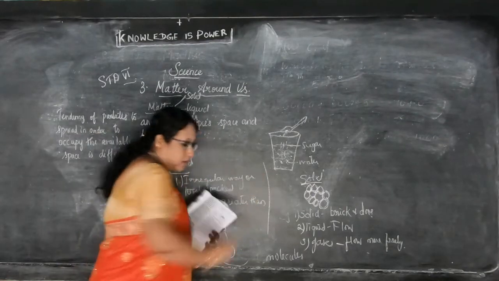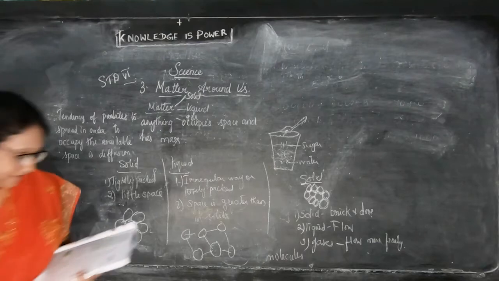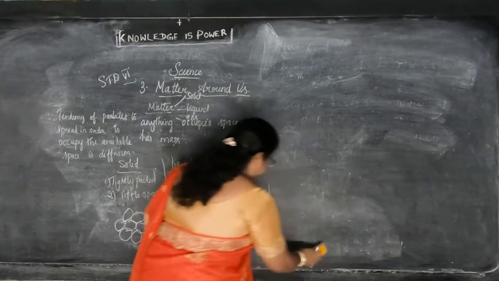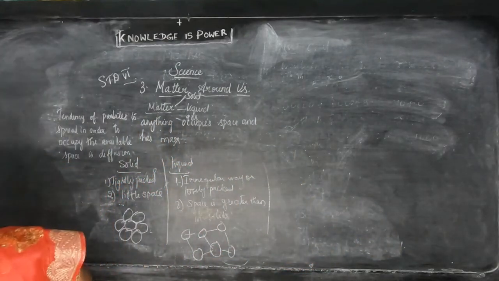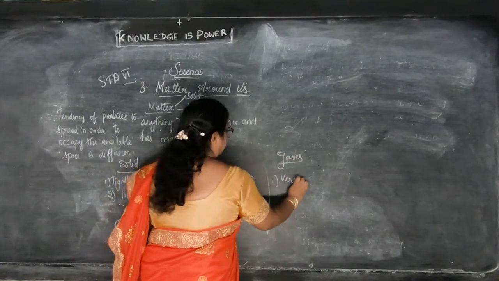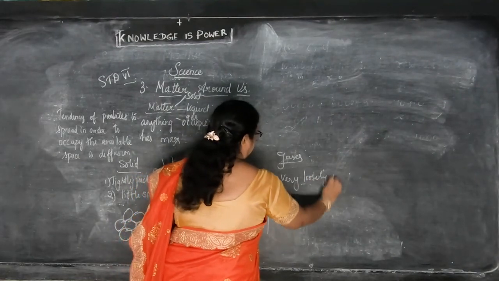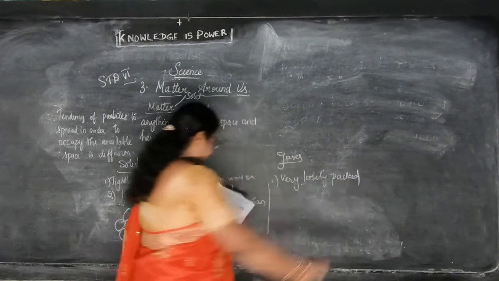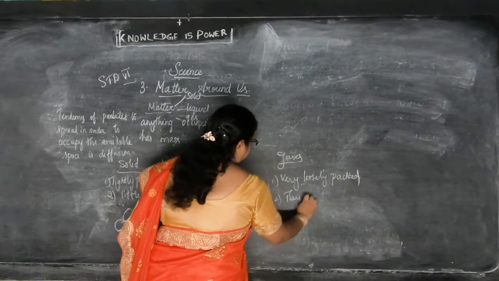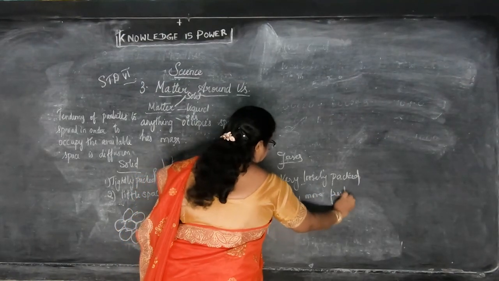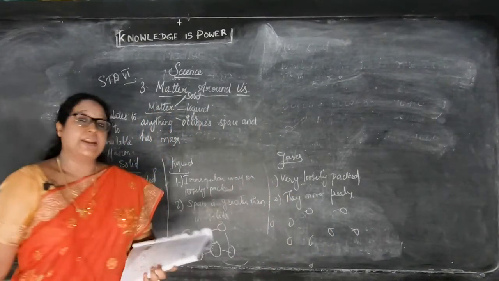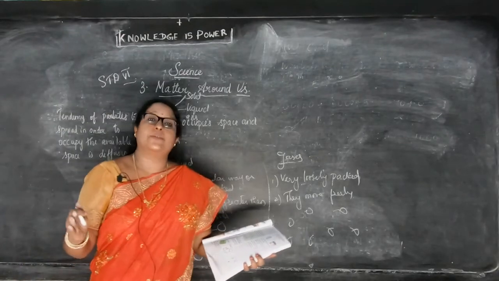Next is particles in a gas. What happens in a gas? The particles are arranged far apart and they move freely. They are very loosely packed and they move freely. The particles are very far apart, and they can move freely because they are very distant.